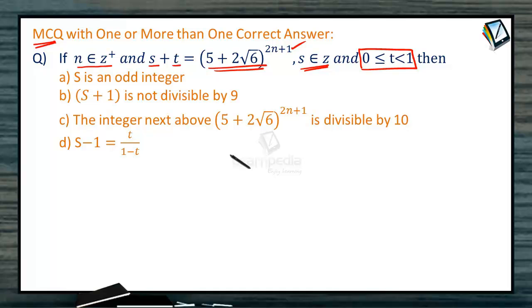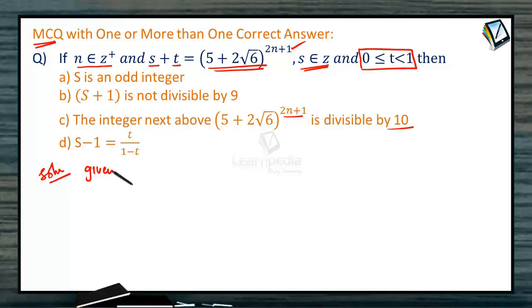S is an odd integer; s plus 1 is not divisible by 9; the integer next above (5 plus 2 root 6) to the power 2n plus 1 is divisible by 10; and s minus 1 is t by 1 minus t. Well, let us proceed to the solution of this problem in this way.